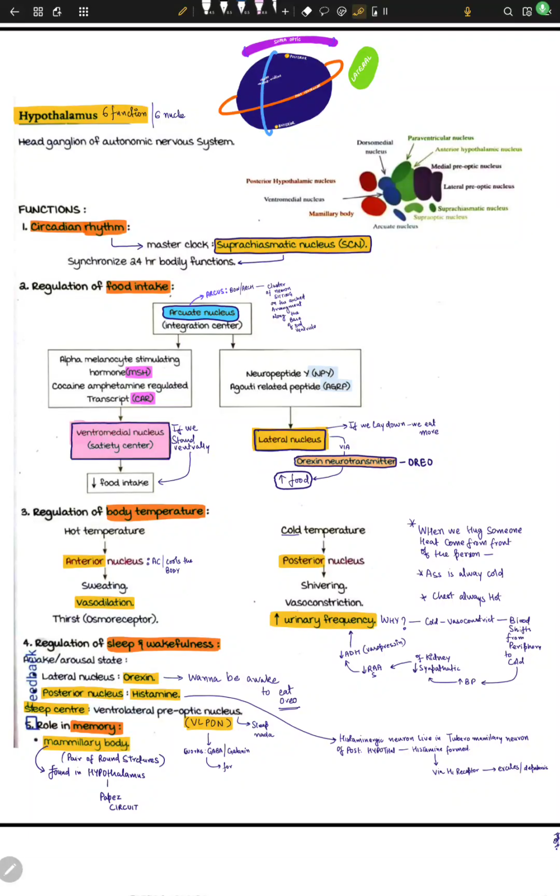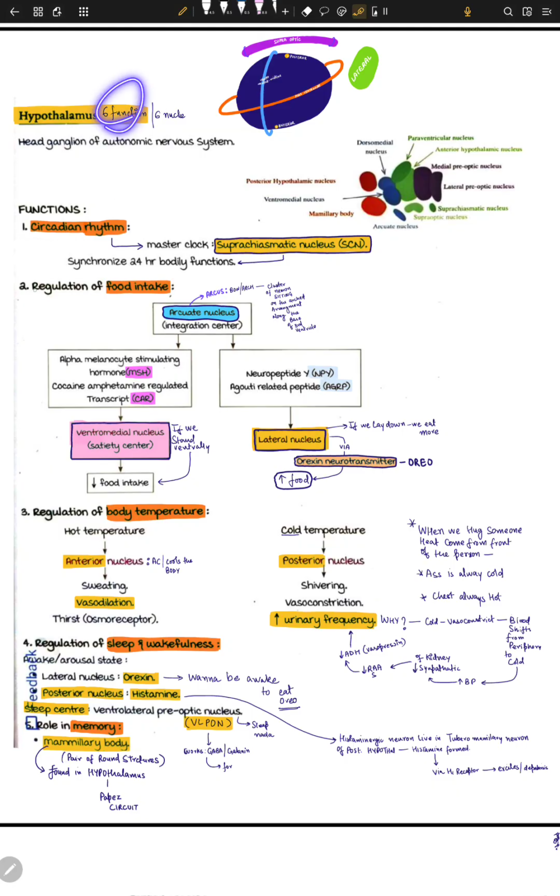With hypothalamus. Hypothalamus is a very cool topic. It has 6 nuclei. How to remember the 6 nuclei? So I will tell you, it's a head ganglion of ANS, the autonomic system. It's a really important topic, because it really regulates a lot of things.